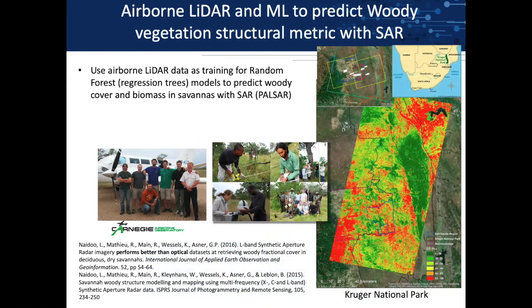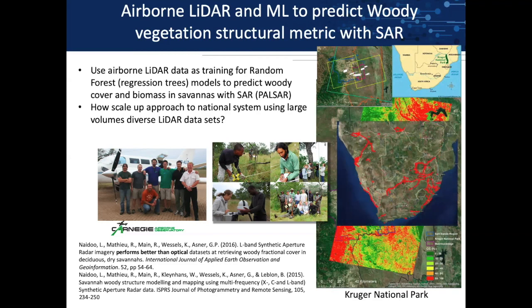The white areas are LiDAR data collected by the Carnegie Airborne Observatory during 3 missions to South Africa. And we demonstrated that we can use this airborne LiDAR data to train random forest models to predict woody vegetation cover and biomass in savannas using synthetic aperture radar. Many people work on this problem, but they focus on high biomass, tropical rainforest. We work at the lower end where it's a little bit more difficult, lower biomass. So the question then is, can one scale this up to country level scales.